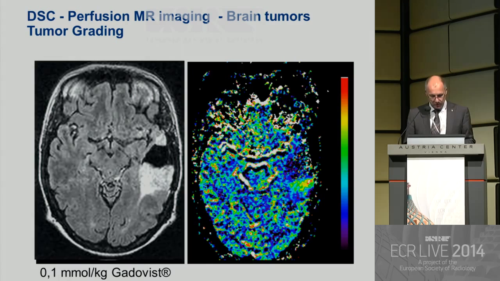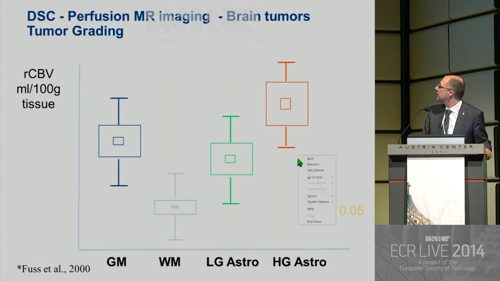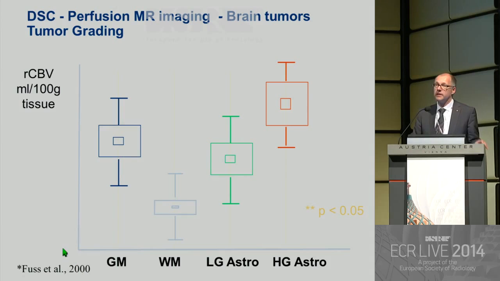We know that low-grade astrocytomas are in their CBV values somewhere in between normal gray and white matter. We have known this for at least 13 years. And whenever the perfusion values, CBV or CBF values, are higher than normal gray matter, then we can predict that this is a high-grade tumor. And this is already translated into our daily clinical practice.